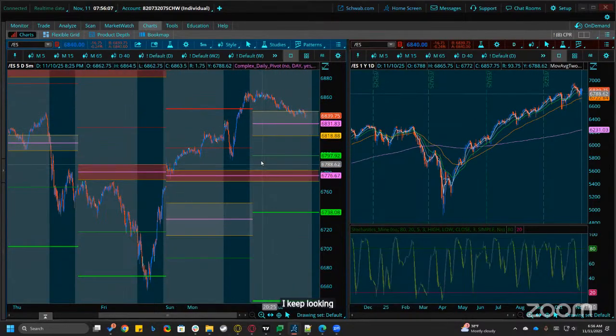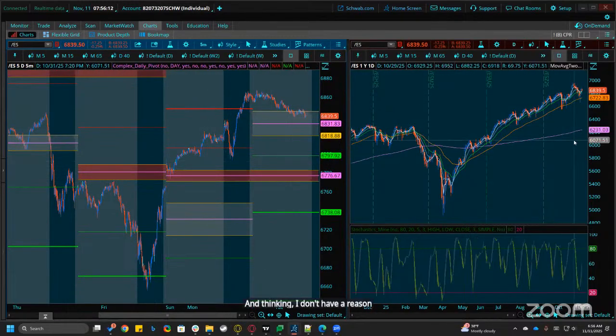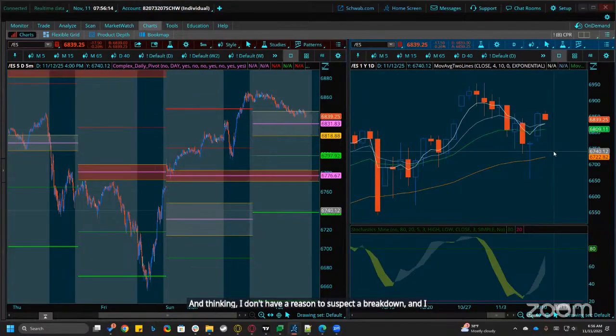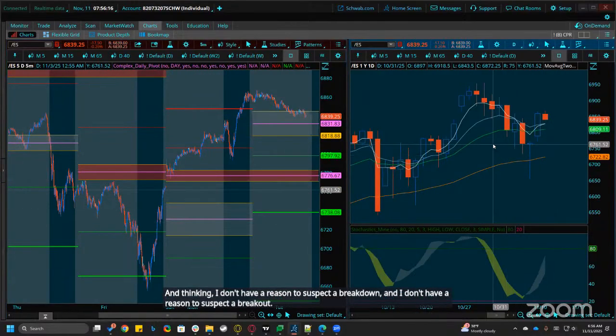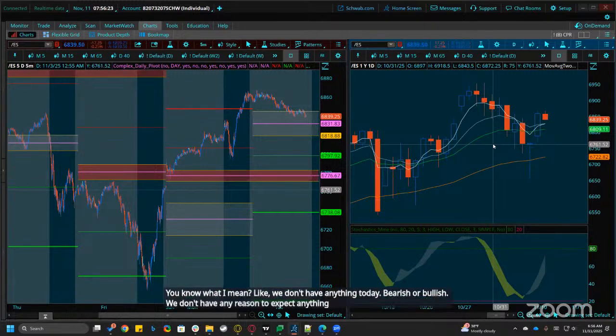I keep looking at this low with the S1 and thinking I don't have a reason to suspect a breakdown, and I don't have a reason to suspect a breakout. You know what I mean? Like, we don't have anything today, bearish or bullish. We don't have any reason to expect anything out of the market.